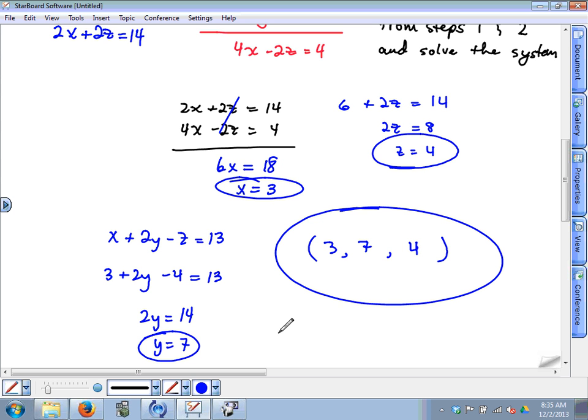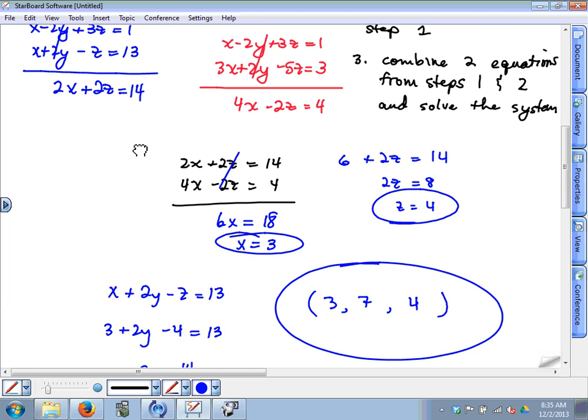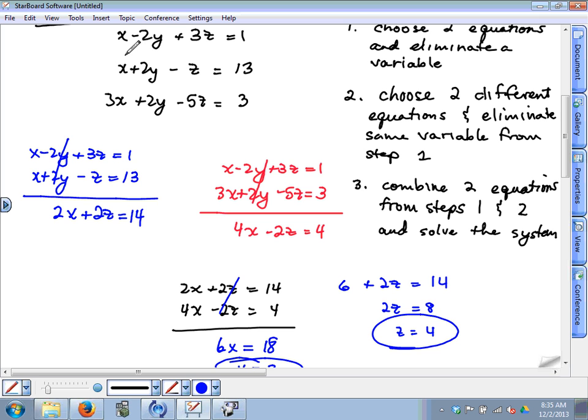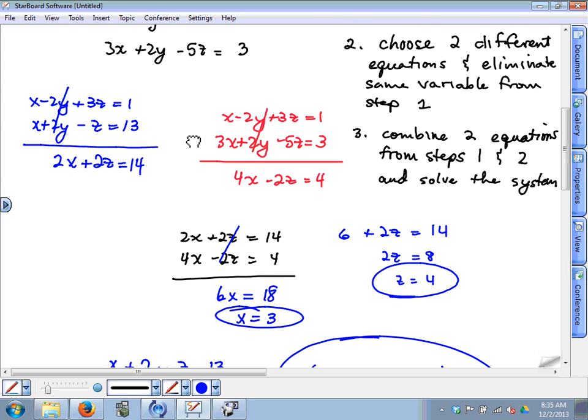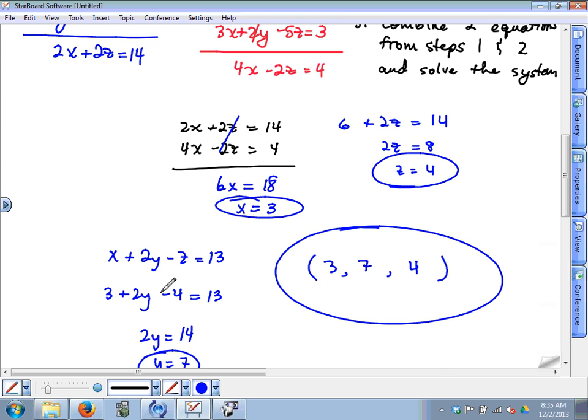Wait, which ones did you use to find the y? Which equations? I used the original equations. I just chose one of them. I chose the middle one. You could choose any one of them. It doesn't matter. But I chose the middle one because it seemed to be the easiest. I plugged a 3 in for x and a 4 in for z. And that gave me this equation right here.